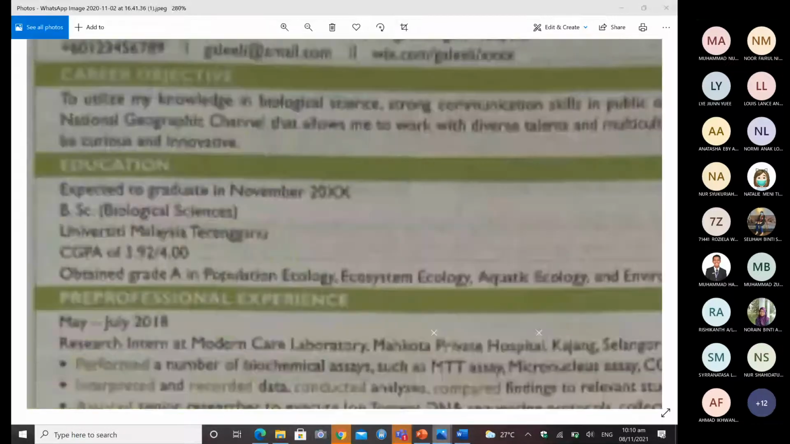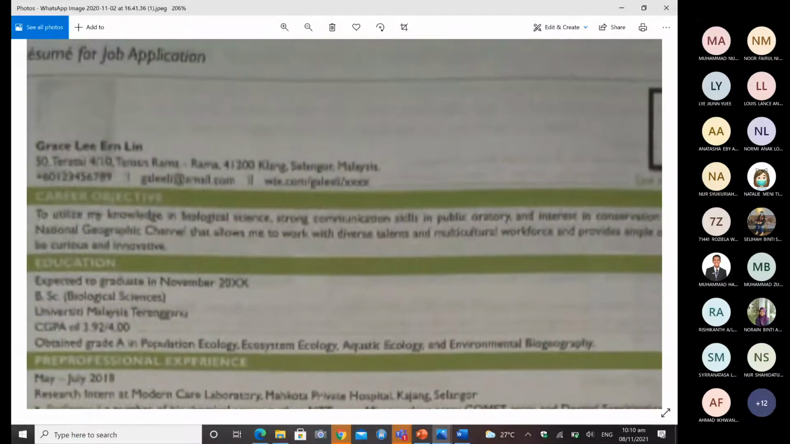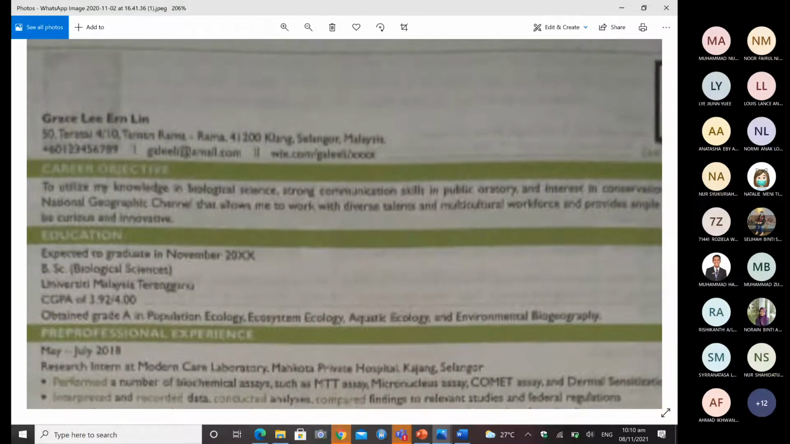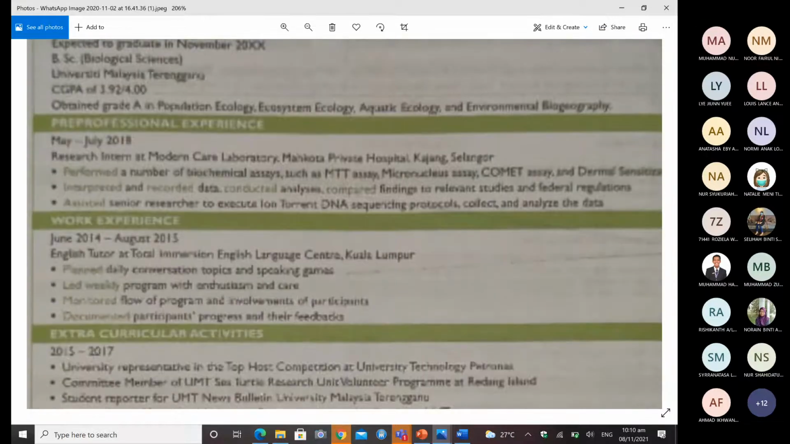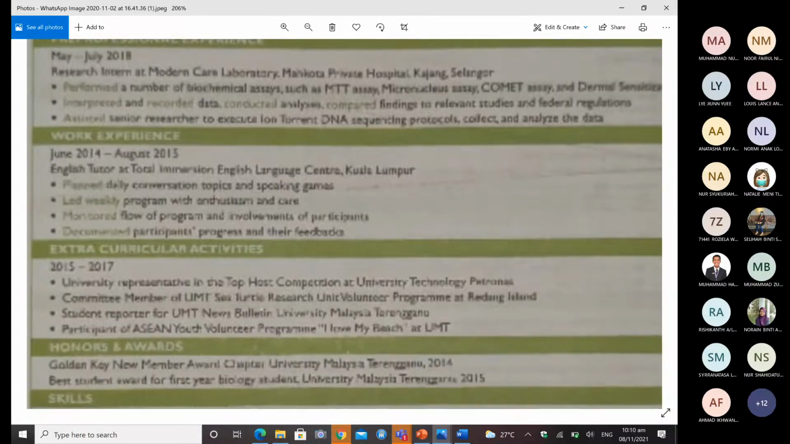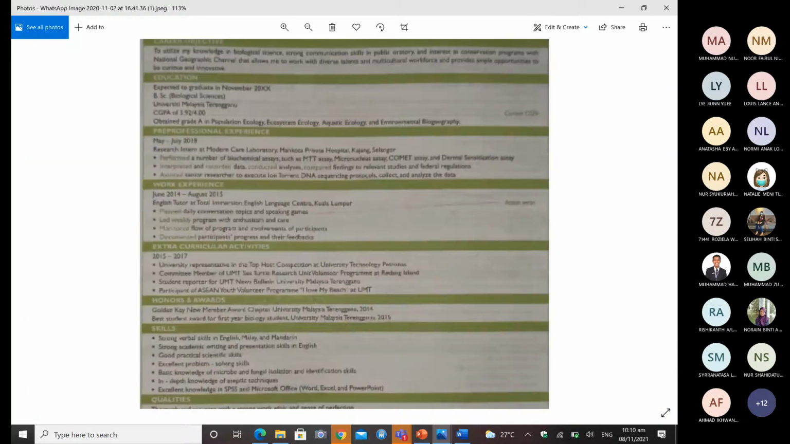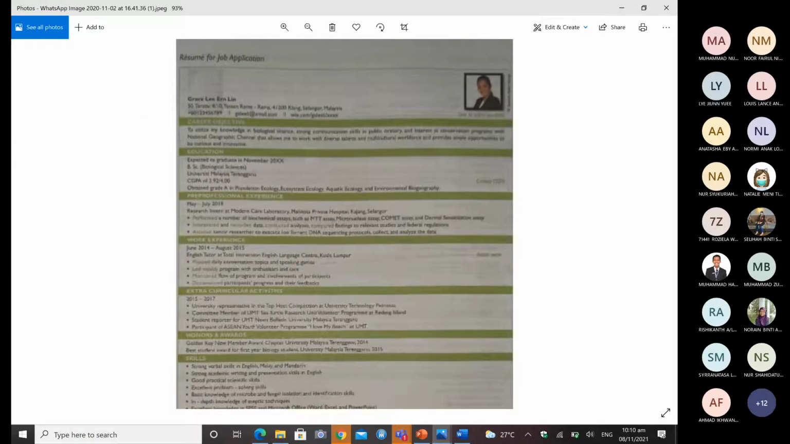If you compare that to the other CV, you will also notice the same similar features like the name of the person, the career information, education, work experience, and so on. Both of them are the same. It's just that the layout and the design used are different.